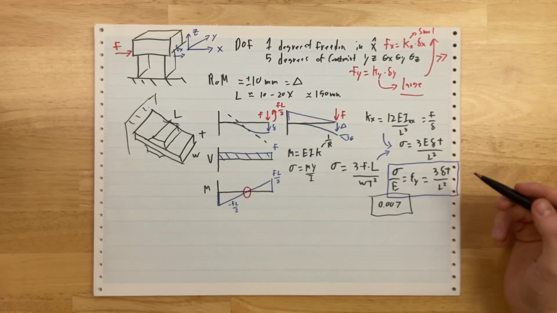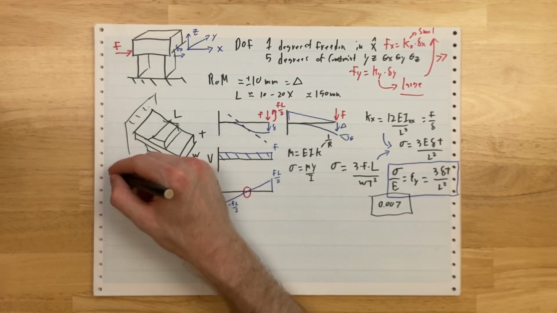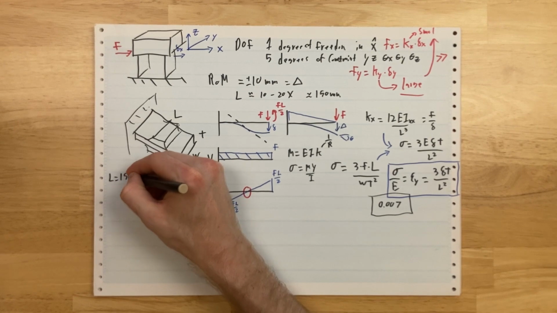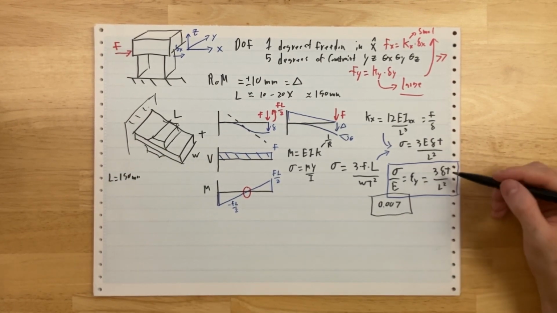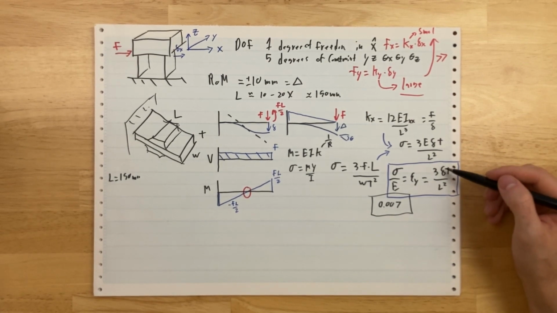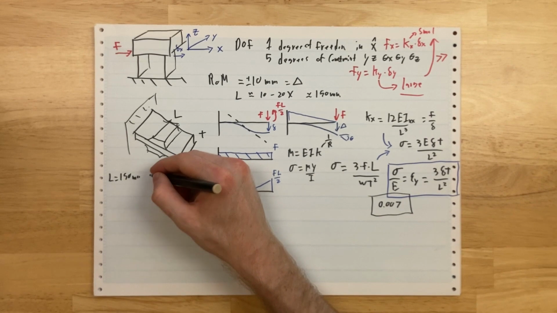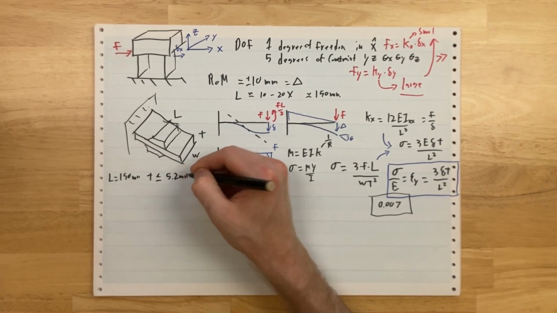Okay, so now we know what the yield strain is of a material. We still haven't solved for the size of this beam. So let's actually go figure that out. We'll jump over here and I'm going to assume that the length is 150 millimeters. If I plug in 0.7% and the modulus, and I know my delta is 10 millimeters, I know that the T has to be less than or equal to 5.2 millimeters.